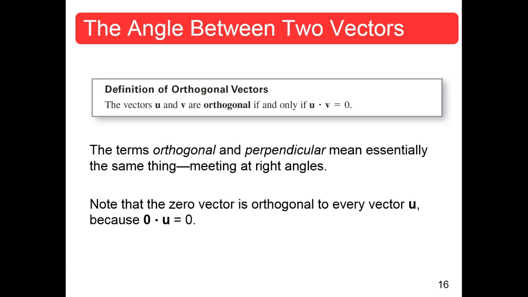Okay. The two terms, orthogonal and perpendicular, mean essentially the same thing. They meet at right angles. Notice the 0 vector is orthogonal to every vector, because 0 vector dotted with u is always going to be 0. So see, this is the vector 0, that's the number 0. Up here that 0 looks thinner, this one looks thicker, but not as thick as that. It's just the way they have it in notation. Typeset. Okay.